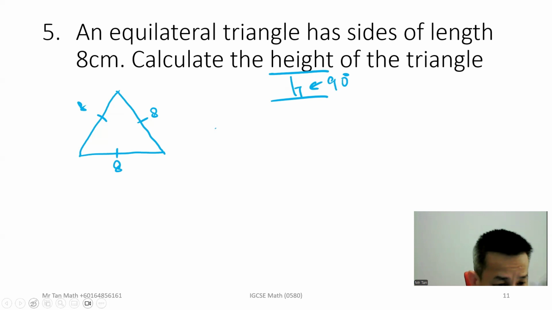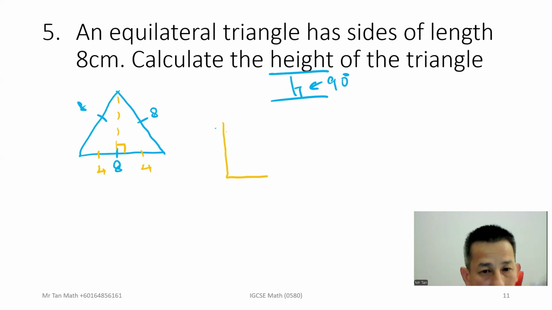Therefore, put the line and you get a 90 degrees. This side will be 4, this side will be 4. Then your right angle triangle will be 4, 8, and this will be your height. Okay. So next, you found your right angle triangle. Next is the hypotenuse. This is the hypotenuse.